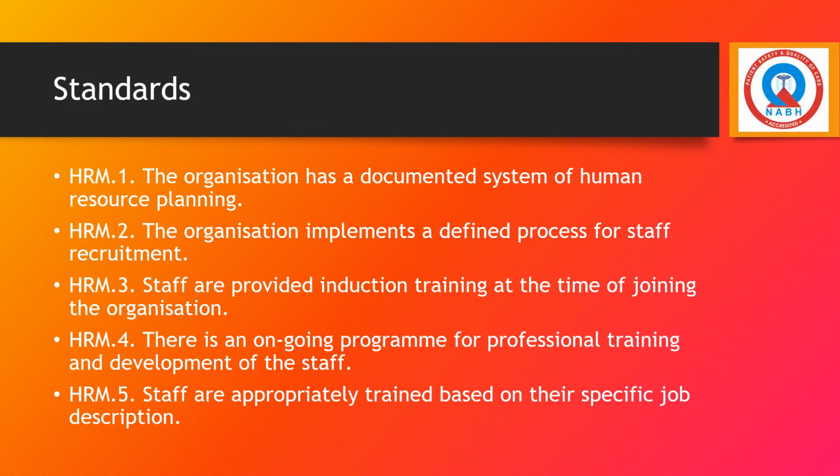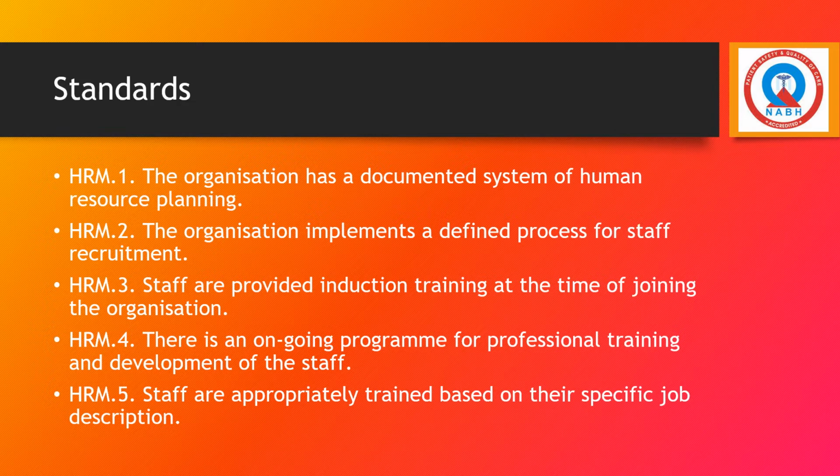Now the second standard on the slide is the organization implements a defined process for the staff recruitment. Okay, so there's a written guidance for the staff recruitment as to how to recruit the staff, what are the steps to recruit the staff. Okay, then a pre-employment medical examination is conducted for the staff. The organization defines and implements a code of conduct for its staff. Then administrative procedures for human resource management are also documented.